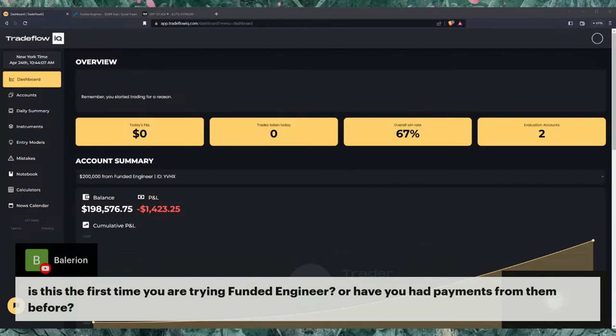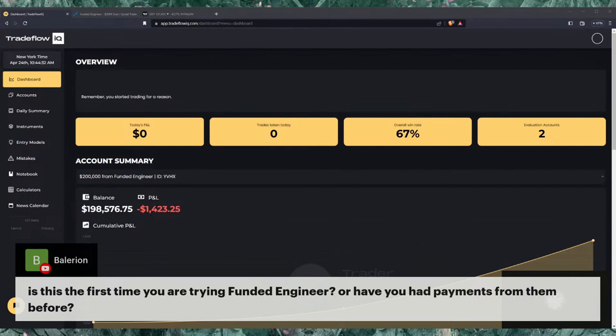Yeah, so Valerian asks, is this the first time you were trying to fund an engineer? Or have you had payments from them before? Yeah, so I believe they just launched like a week and a half, 2 weeks ago. So this is the first time I'm actually trying them. I think it's a good idea that I test them out. I think I've got some major credibility in the space. So I would love to show you guys live getting funded, getting paid out, and my experience with their support.